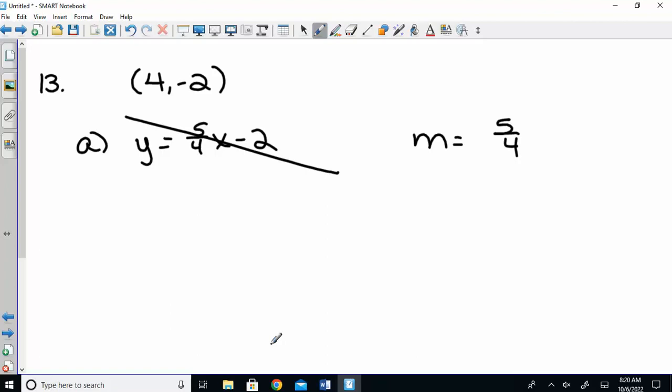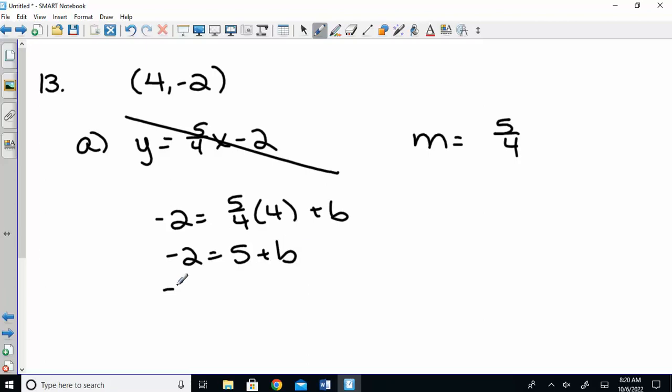I've seen people trying to use the y-intercept off that. We don't need it. We only needed that for the slope. So now we have a point and a slope. So plug into y equals mx plus b. So subtract that over. So b is -7. So our equation is 5/4 x minus 7.